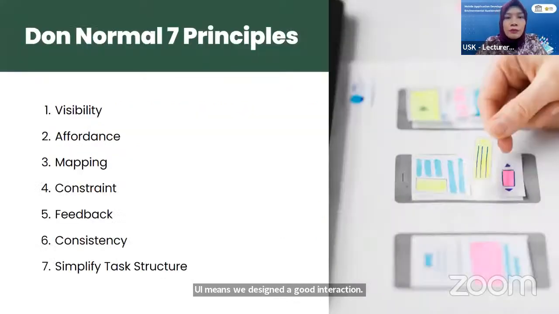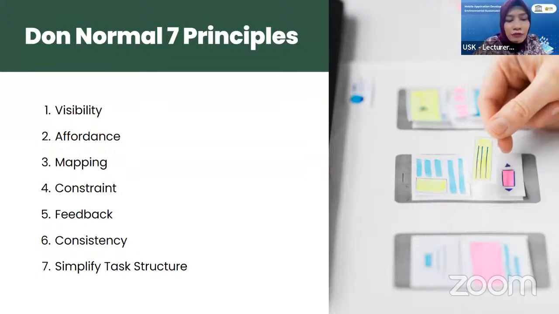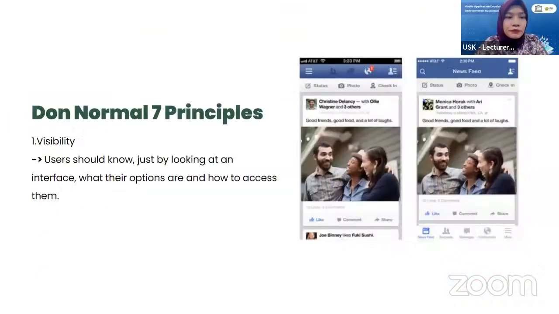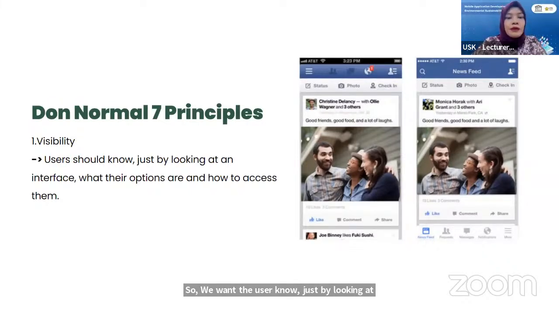So in Norman's principles, there are seven things to be fulfilled. The first one is feasibility, then affordance, mapping, constraint, feedback, consistency, and simplify the task structure. So for feasibility, we want the user to know just by looking at our application, at our interface, what their options are and how to access them.